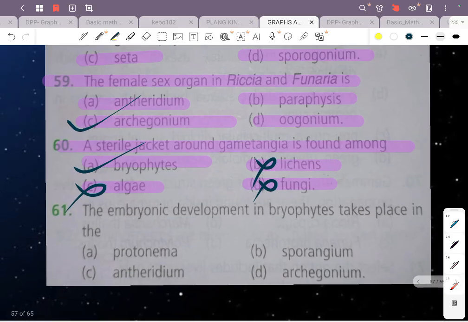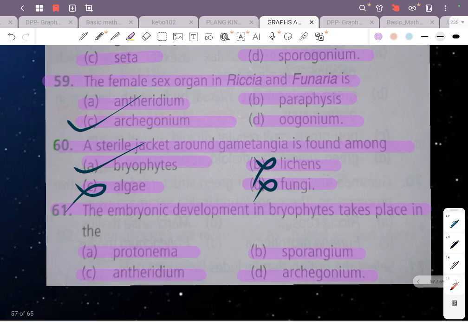Moving on to the next question. The next question that we have is, the embryonic development in bryophyte takes place in what? Is it A, protonema, B, sporangium, C, antheridium, or D, archegonium?